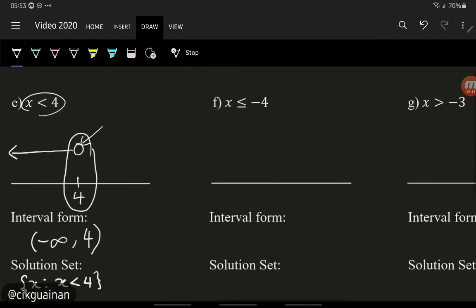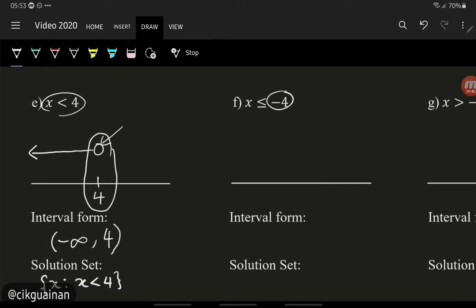Now for this one, minus 4 over here. What is the symbol? Less than or equal, so minus 4 is included. Now there's only one circle. So which direction is it going? We put a line inside the symbol, and we have an arrow pointing to the left. So this is the line. I use the same color, like this, to the left. So this is the number line.